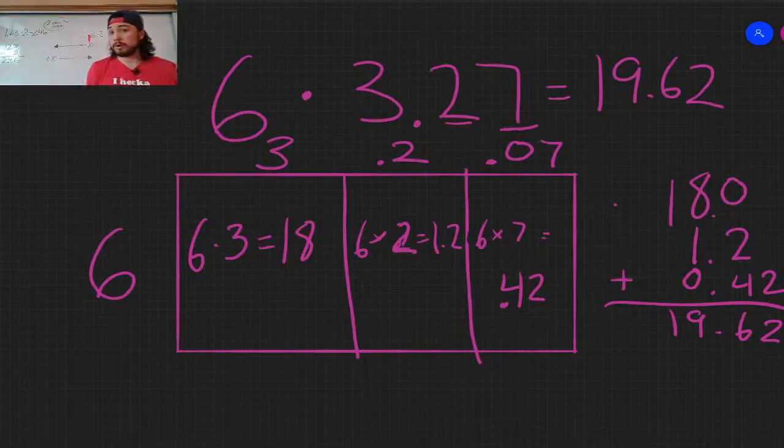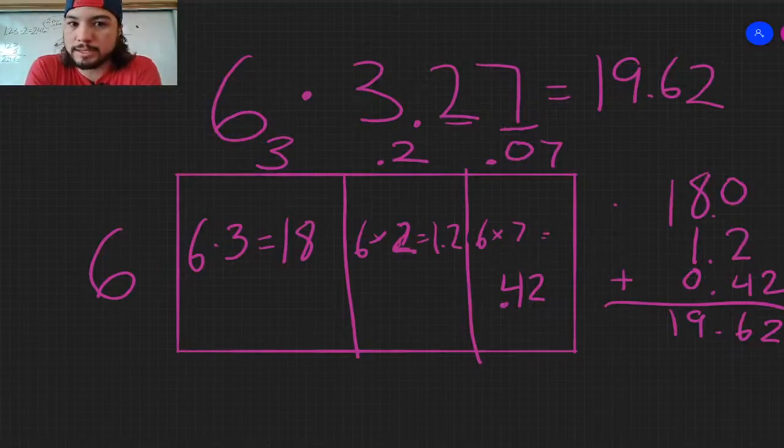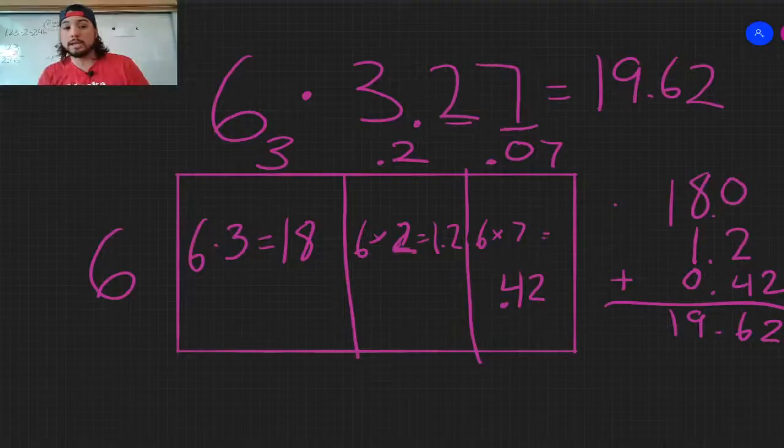And do check for reasonableness here. Take a look back at our original problem, 6 times 3 and 27 hundredths. So thinking about 6 times something a little bit more than 3, would that make sense that equals a little bit more than 19? Sure, that seems reasonable, right? Because 6 times 3 is 18. So it stands to reason that our answer would be a little bit more than 18, which 19 and 62 hundredths is. Now let's check it using our shortcut.